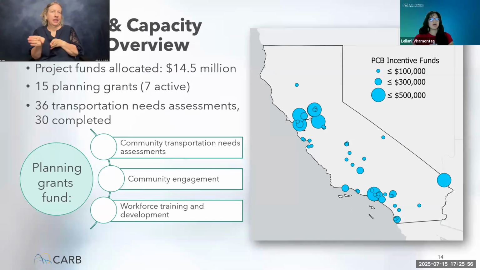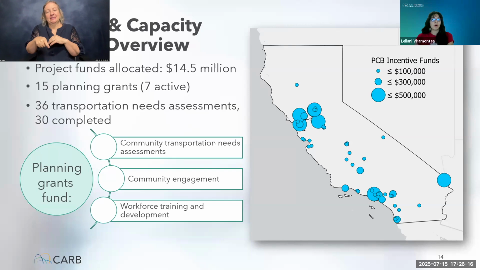Planning and capacity building, or planning, has $14.5 million allocated to planning projects. This includes $1.7 million from STEP planning grants and $2.2 million from Clean Mobility Options Transportation Needs Assessments.